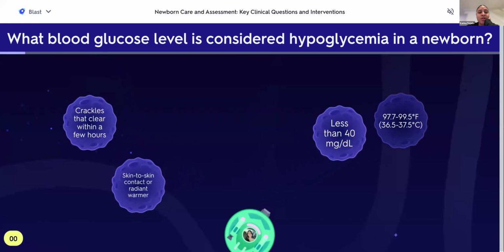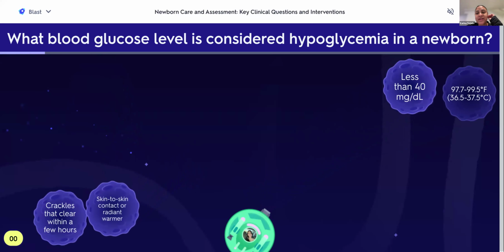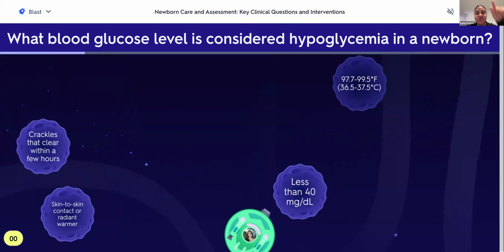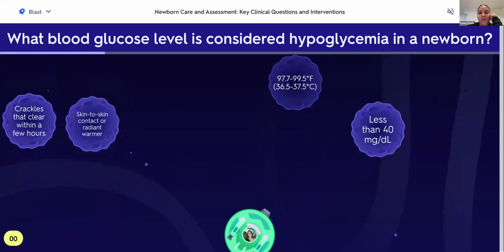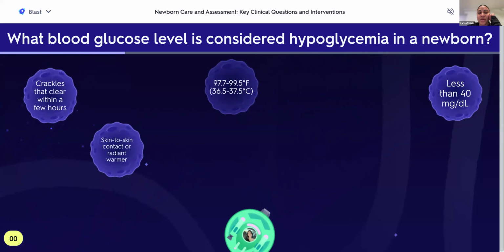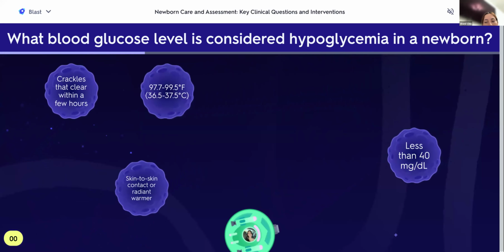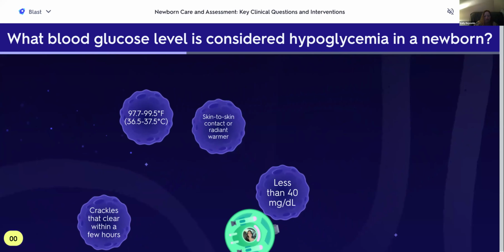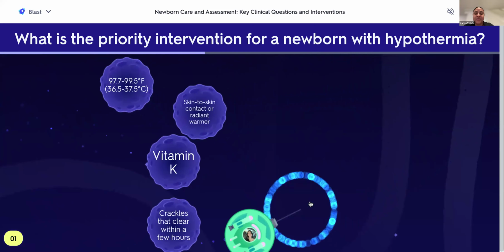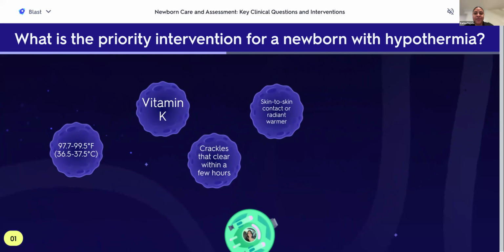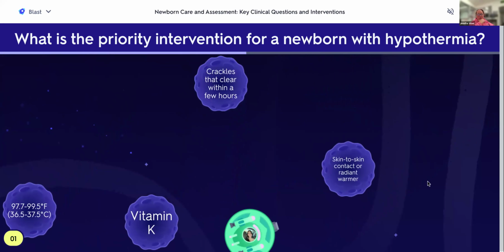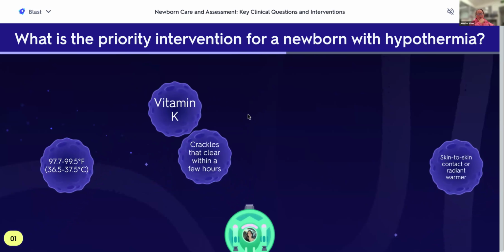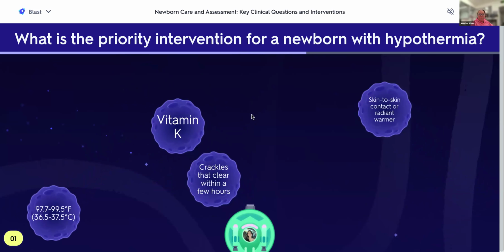Okay, what blood glucose level is considered hypoglycemia in a newborn? And so you see the little floating bubbles. You guys have to say which one it is. All right, it's timed. Less than 40? Okay, Shanae, click that one. Yeah, that's correct. Good. Less than 40. That has to be the answer because look at all their other answers. So blood sugar less than 40 is going to be hypoglycemic. Oh, we're on to our next one. Yeah, it goes fast.